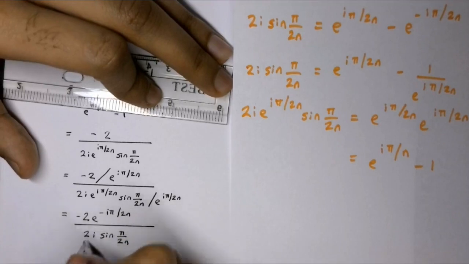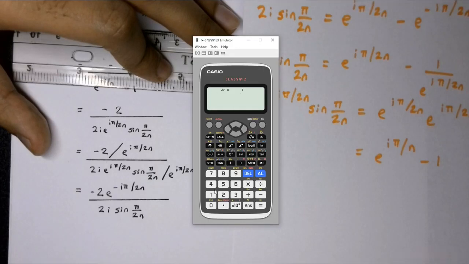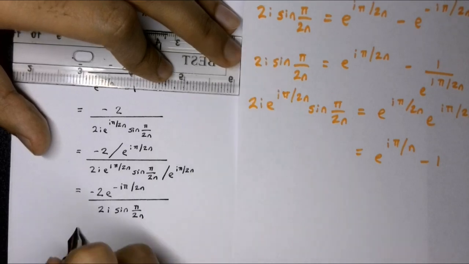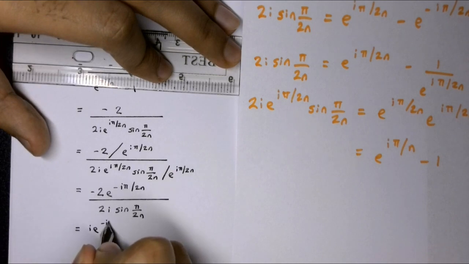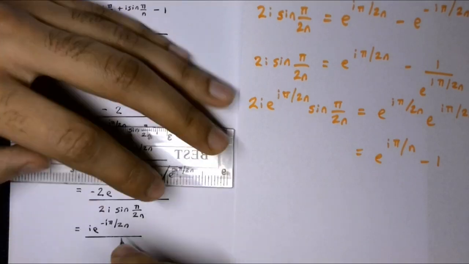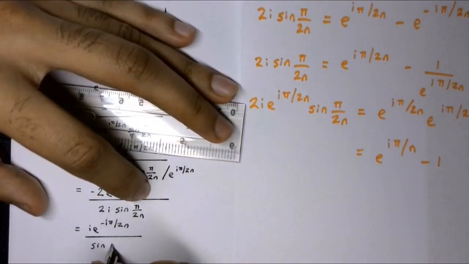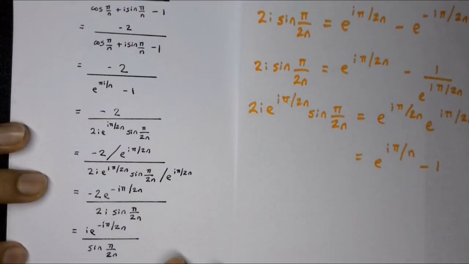Now what is minus 2 over 2i? If we go to our calculator, we're in complex mode already. Minus 2 divided by 2i, you'd find this to be just i. So on the top, you'd find we get i times by e to the minus i pi over 2n, and on the bottom, we have sine of pi over 2n. So we're making some sort of progression over here.